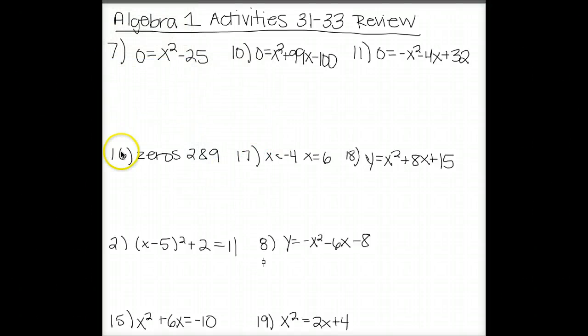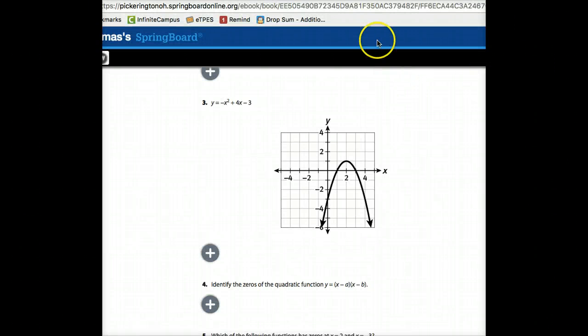So the first question I actually did want to look at, even though I didn't write it down, is number 3 because it asks you to determine the zeros from a graph. I just wanted to talk about this to make sure we remembered the definition of zeros. Zeros are the x coordinates of the x-intercepts. So in this case, that would be 1 and 3.